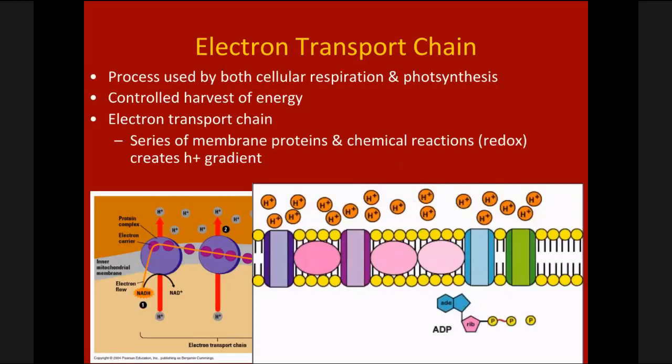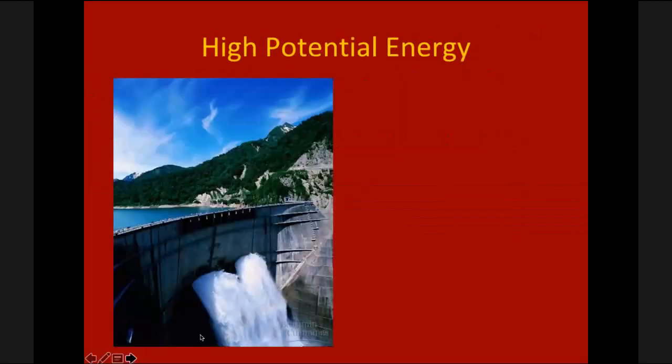Electron transport chain allows me to store energy. Again, that hydrogen gradient is like storing water behind a dam. Okay? When we are ready to cycle ATP, then we can open the dam doors.